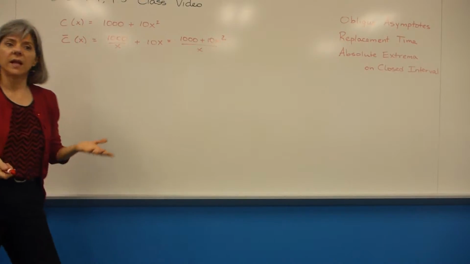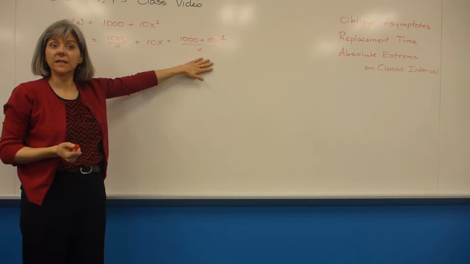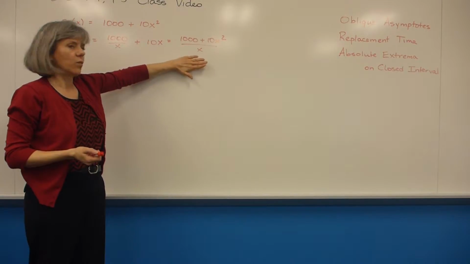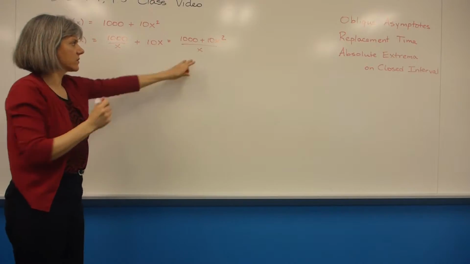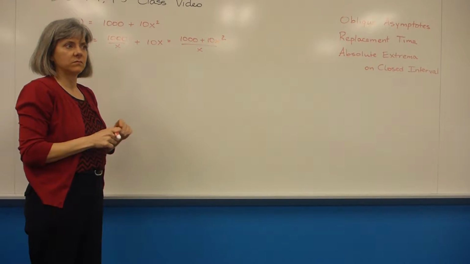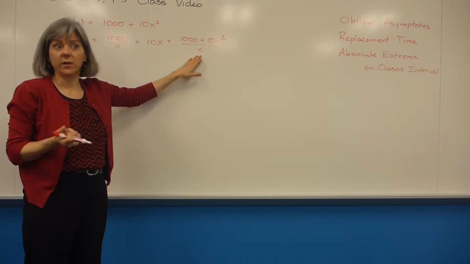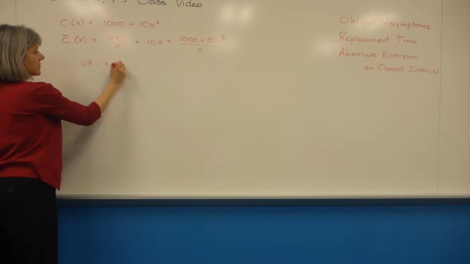Okay, so if I wanted to graph this, this is clearly a rational function, so I need to think about asymptotes. So I have vertical, horizontal, and oblique. What is the vertical asymptote for this? X is where the denominator is 0, so x equals 0. So we have a vertical asymptote, x equals 0.